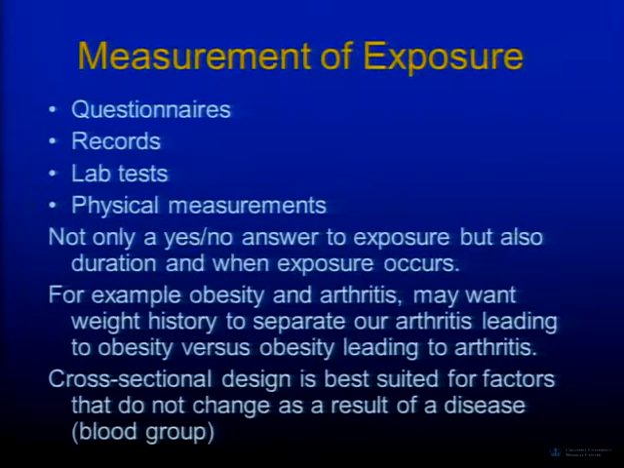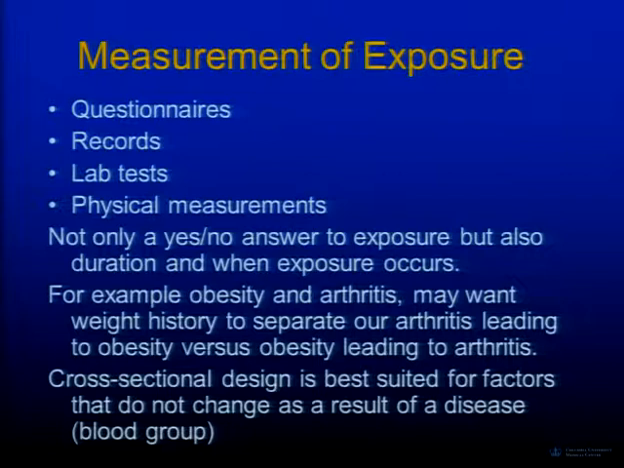And so you can get not only a yes or no to any exposure, but also the duration and when the exposure occurs. So for example, obesity is thought to relate to arthritis. And you may want to look at weight history because you want to think about separating out that you got arthritis and therefore you became obese, or did you have obesity and therefore you were at greater risk of arthritis. So although you're asking all the data at one point in time, you can kind of ask about an earlier time period to try and get at this answer.